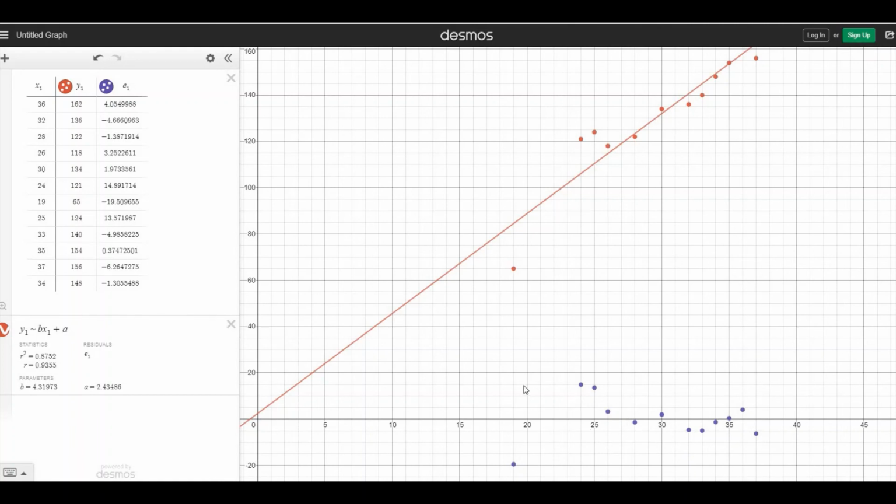If these form a pattern, like it's not a random arrangement around my x-axis, the horizontal axis, then I'd say that the relationship between my data is going to be a non-linear relationship, and another different type of model would probably be more appropriate.